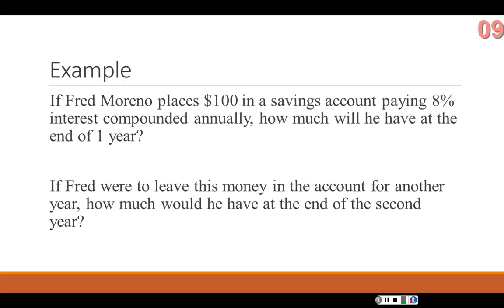Here's an example. If Fred puts $100 in a savings account and it pays 8% interest, the interest is compounded annually. That means the interest is added to the principal every year. How much will he have at the end of 1 year? So he would have, I'll turn my pen back on. Future value would be equal to the $100 that he deposits today times 1 plus 8%, and that's $108.